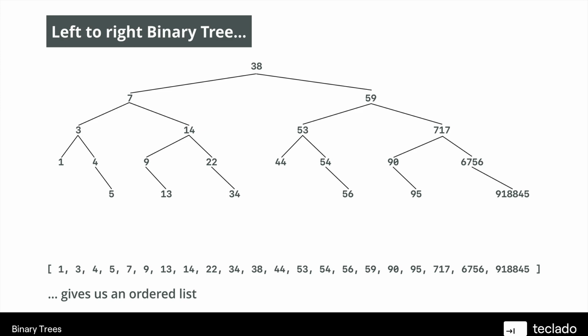So hopefully, what a binary tree is makes sense. It's just a structure that has branches where the larger branches are to the right and the smaller branches to the left, and that allows us to very easily implement a binary search algorithm.